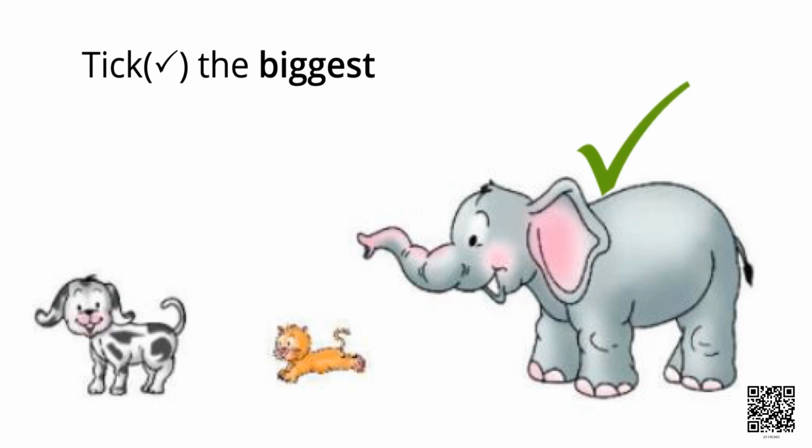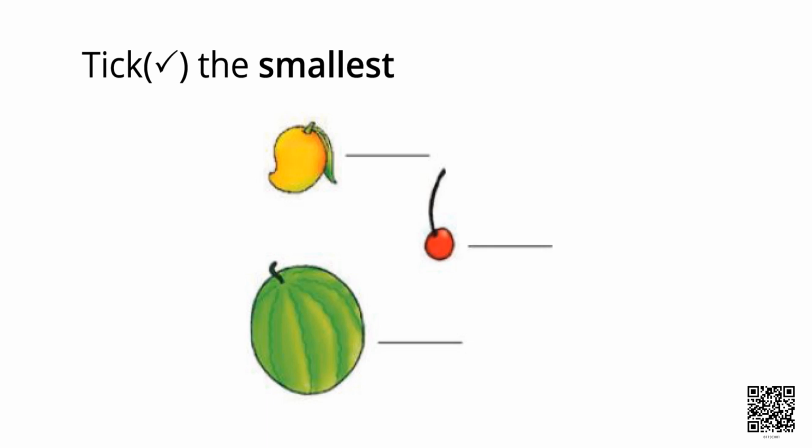Great job. Okay, now look here. You have to tick the smallest of the fruits. Which fruits can you see? Mango. Cherry. Watermelon. Very good. Here in the picture is a mango and a cherry and a watermelon. Very right. So, which is the smallest fruit among these three fruits? Think. Cherry. Yes, you're right. Cherry is the smallest fruit here.